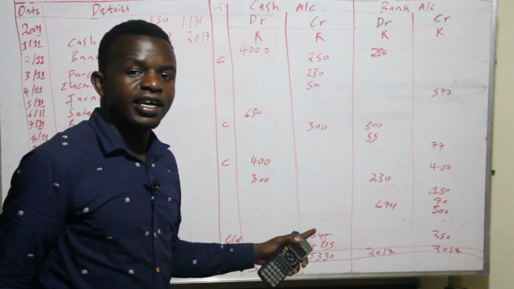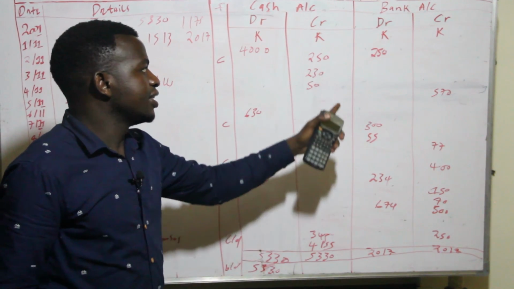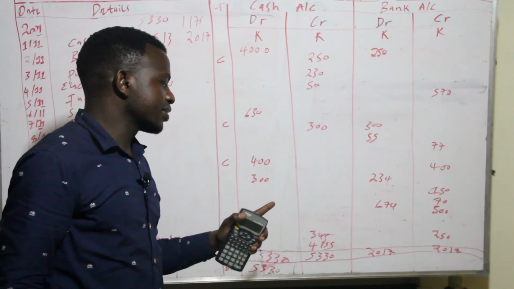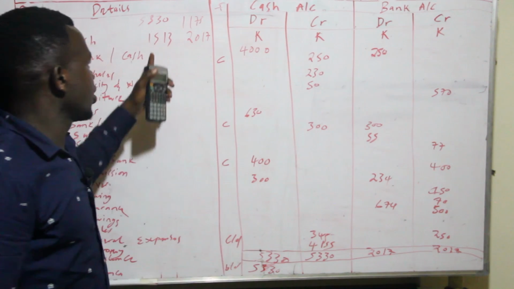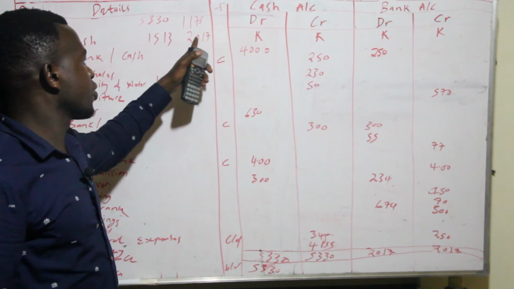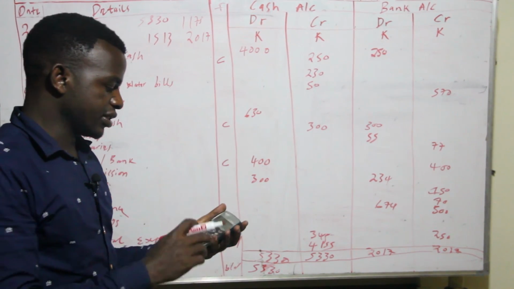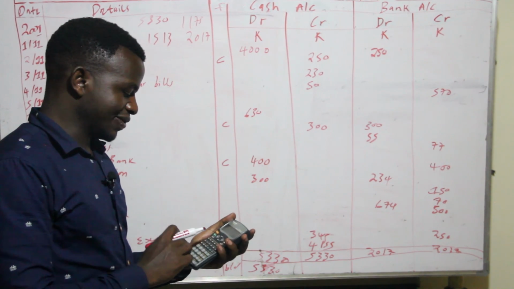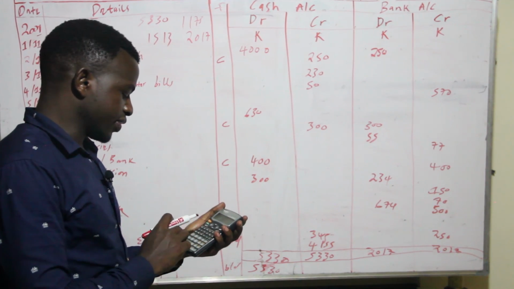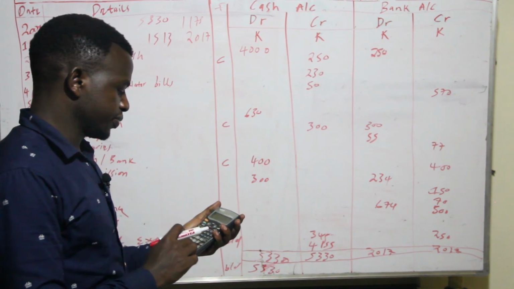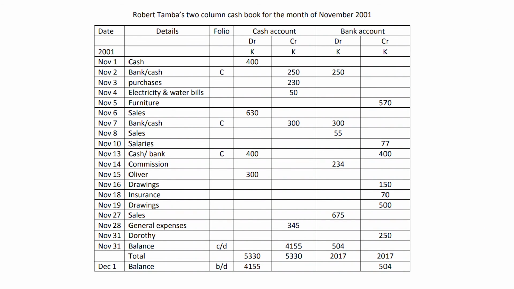So we are supposed to find the balance carried down on the debit side. And how we find that? We are going to subtract 1,513 from 2,017. So say 2,017 minus 1,513. So that's how you can draw up a 2-column cash book.